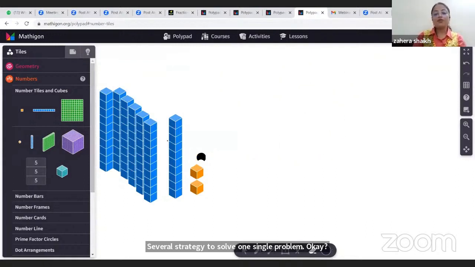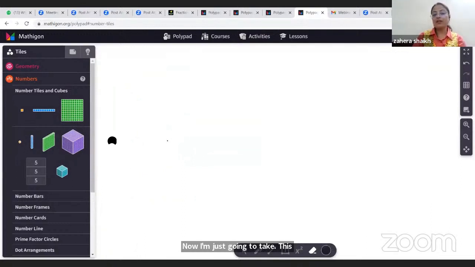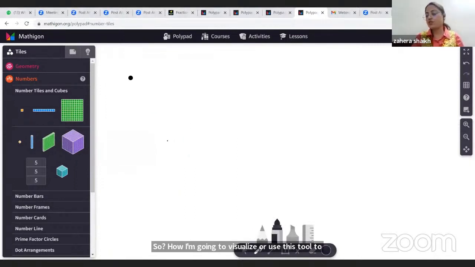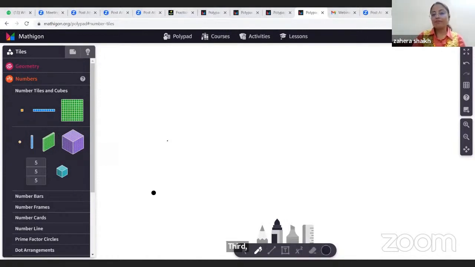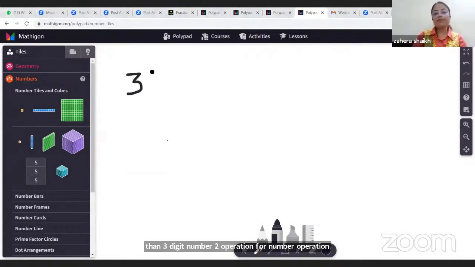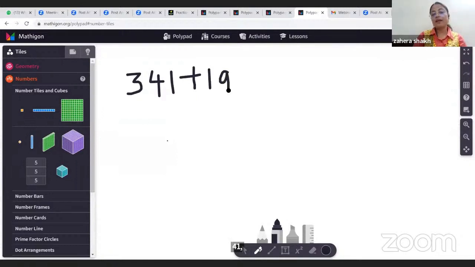Now, this was addition. Next, I'm going to take subtraction. So how am I going to visualize or use this tool to subtract a 3-digit number or 2-digit number, because now I'm talking about grade 3 onward students. They have more than 3-digit numbers for number operations, right? So I'm just taking 341 plus 19. Now check out.